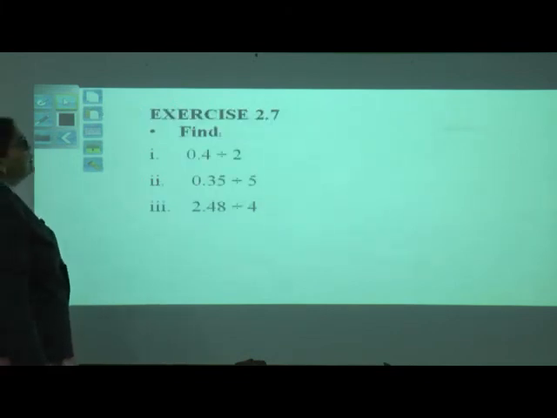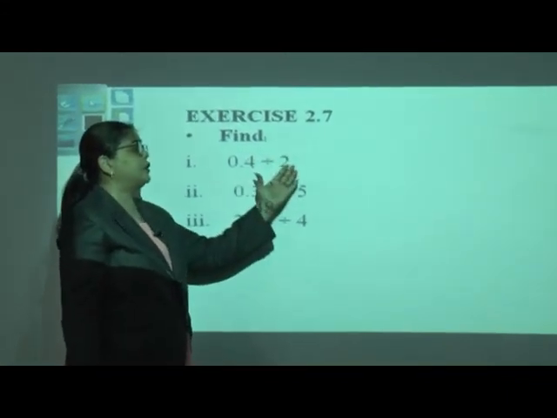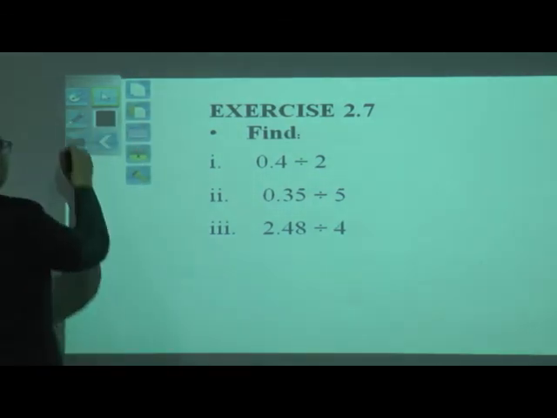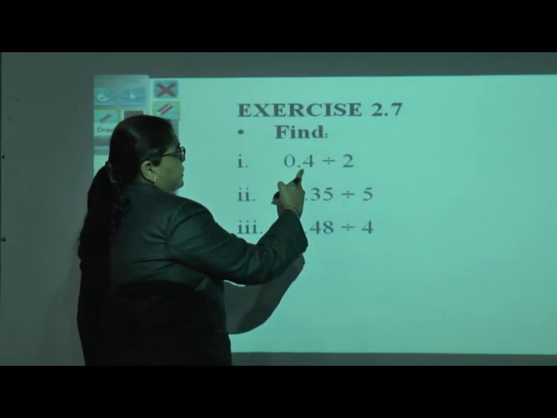Now we have some sums here. Already we have learned decimal divisions with a whole number. We will see the sums related to this one by one. So what will be the step here?